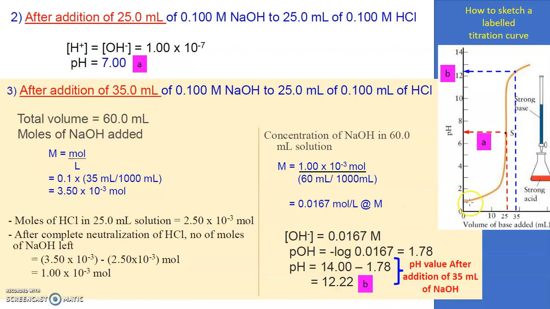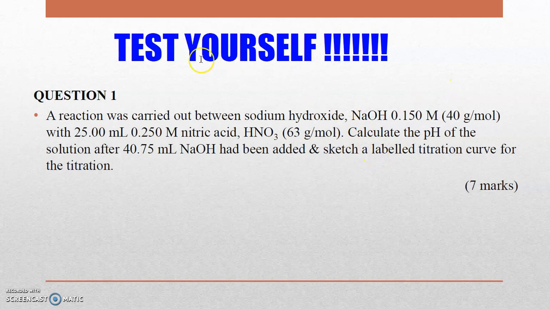Earlier the starting pH is 1. It rose at 10 ml to 1.37. After 25 ml being added, you got pH 7. Then you add another 35 ml of sodium hydroxide, and you will get the pH of 12.22. So you get a nice graph like this. This is how you draw the curve. Okay, this is a question you need to tell yourself. At the same time, you need to sketch and label the titration curve correctly. This is commonly asked in exam questions.